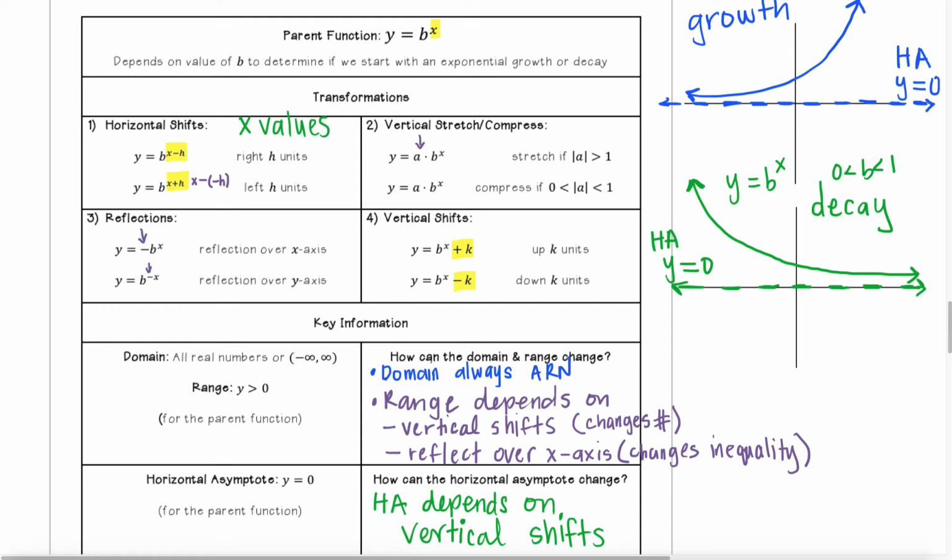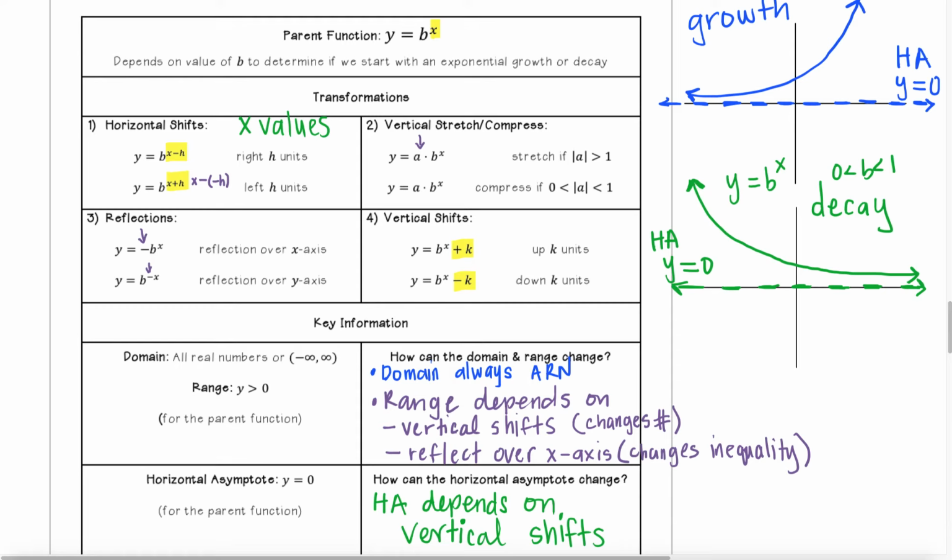So in each one of these, we're given an exponential function. We want to find quite a few things. We want to find the parent function, determine if the parent function is an exponential growth or decay, because that will help us graph it. We want to state the transformations, the horizontal asymptote, the domain, and the range. We will then use this information to sketch a graph of the function, including the horizontal asymptote.